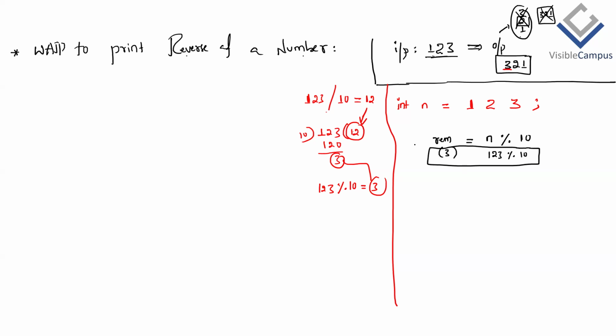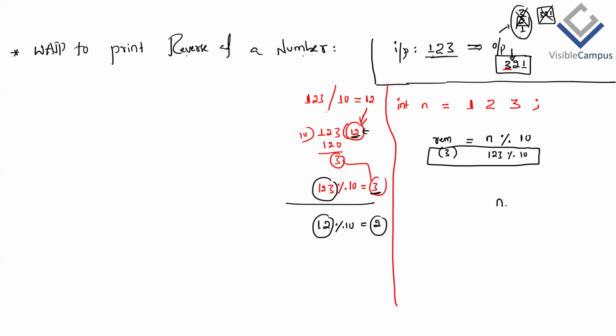Then, second time, which digit do we want? 2. So for that, can we make the number 12? If it is 123, we are getting 3. Then if it is 12, can we get 2? 12 modulo 10 gives 2 only, right? But here the number is 123. We have to make that number 12. Possible? How to get 12 from the previous one?